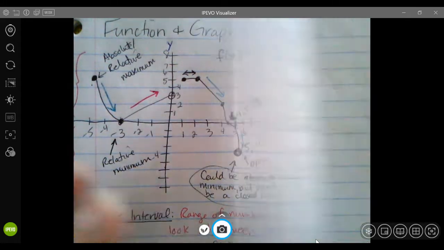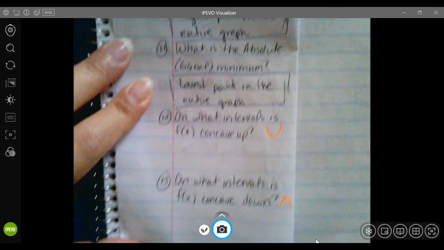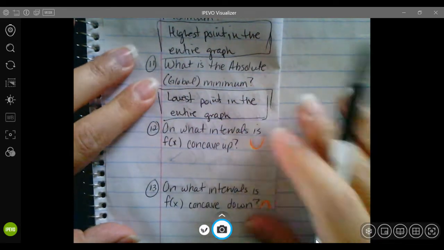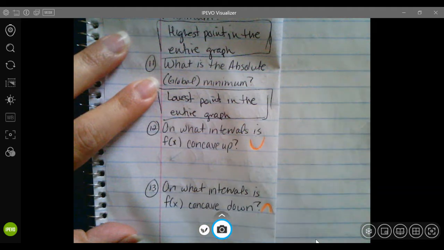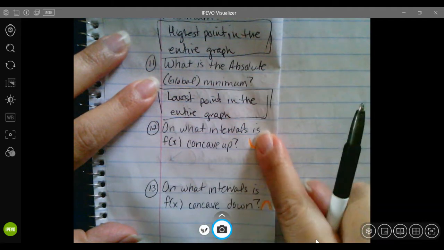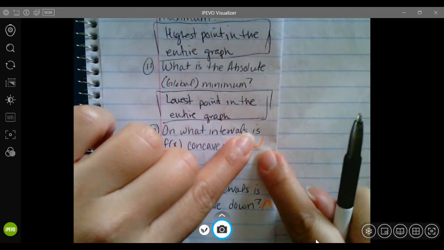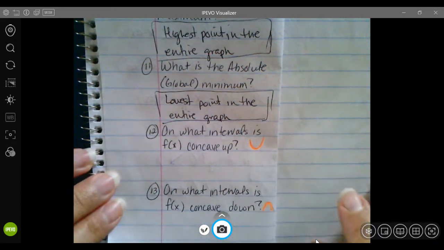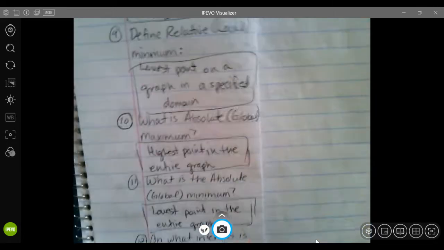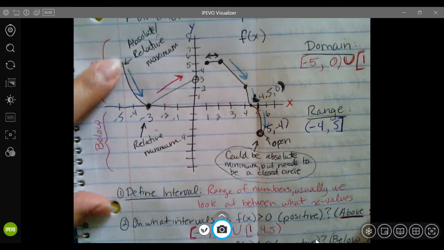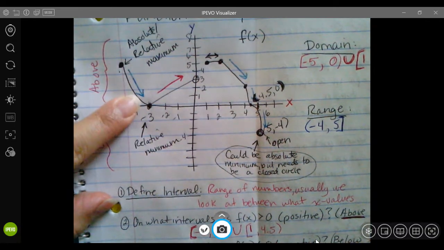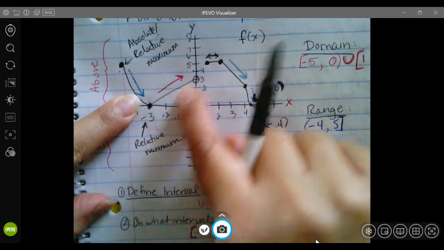Okay. Last but not least, there's a couple of questions on here. It says, on what intervals is f of x concave up? So where do you see either this happening, so this kind of curve, or this kind of curve happening? Okay. So let's see. Where is the graph kind of curving upward like that? Well, it looks like it's curving upward here, okay? This part is just a line, so that doesn't count.